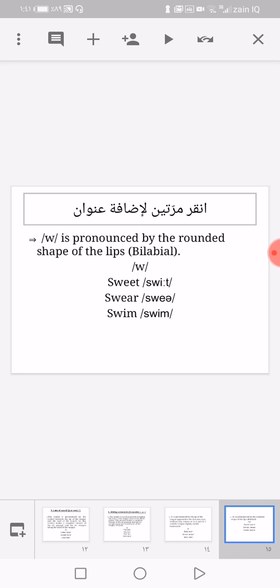W is pronounced by the rounded shape of the lips. Only four words, nothing more.